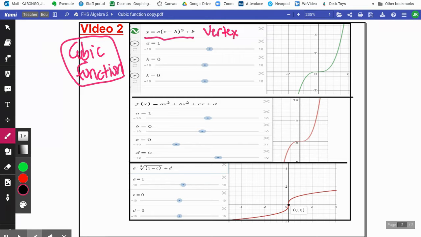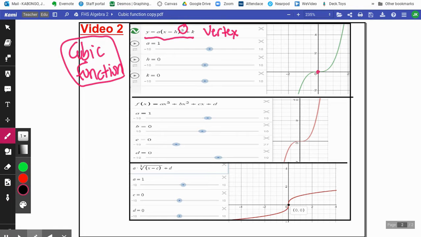Vertex form has always been my favorite. I don't know why, but it's always been my favorite. Same deal, but notice the difference. The difference starts with this. This is a 3, right? If it was a 2, then you deal with the quadratic. Right now it's a 3, so we deal with the cubic. That only means this. As you can see here, it's a 0, 0, right?